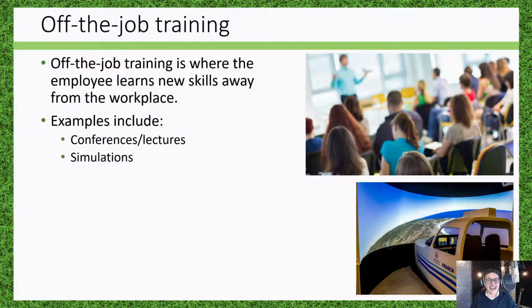Off-the-job training is any training that takes place away from the workplace. Typically, going to conferences or going to lectures, as many people who engage in apprenticeships have to do, is an example of off-the-job training, where instead of going to the worksite for a day, you'll go to a classroom and learn theory, and perhaps engage in simulations.